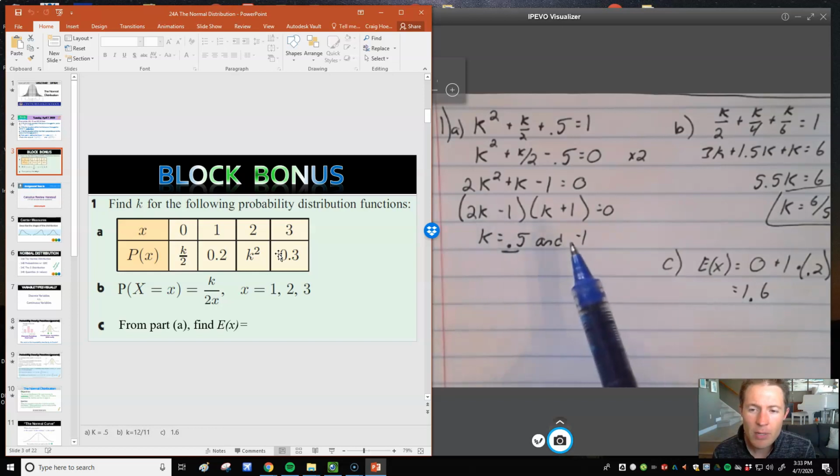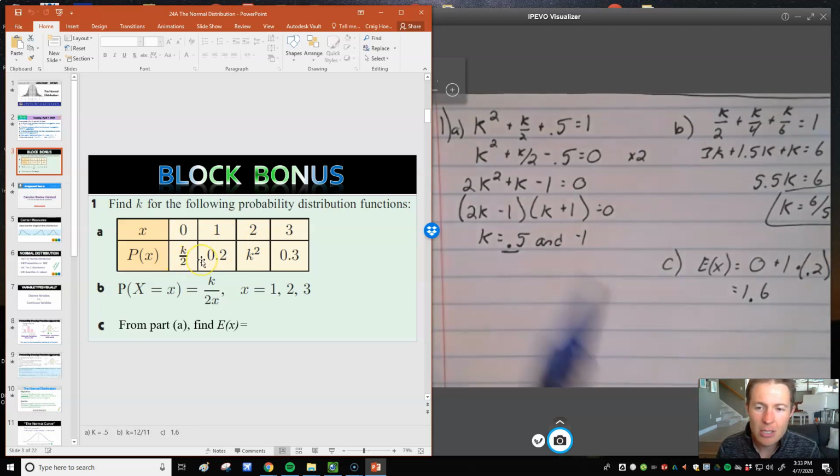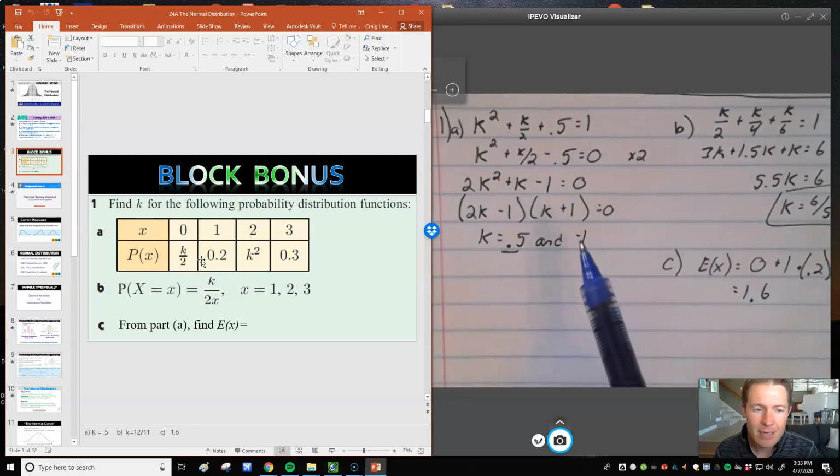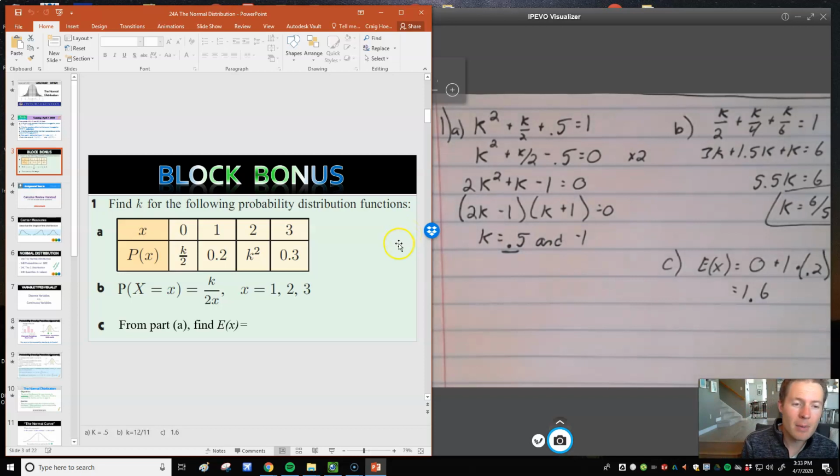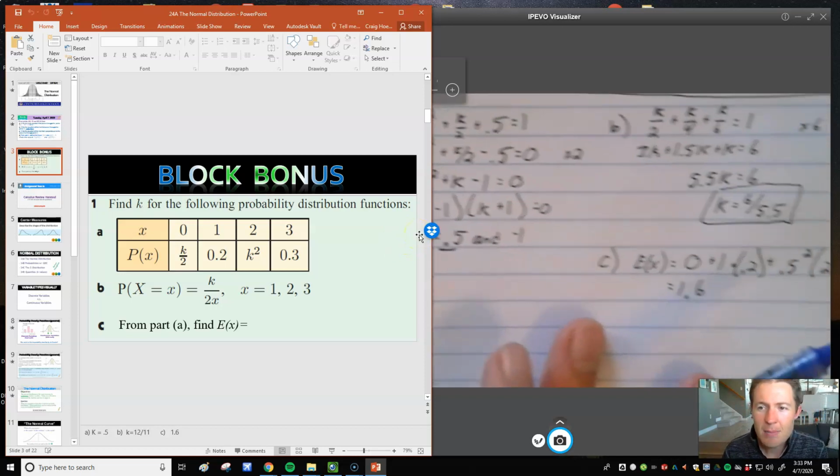K could be 0.5 or -1. We're not going to have a negative probability back over here on our table. Negative probabilities can't exist, so therefore I know -1 is not a valid answer, and K has to be 0.5 then. All right, there's part one. Part A, I mean. Part B, same thing here.